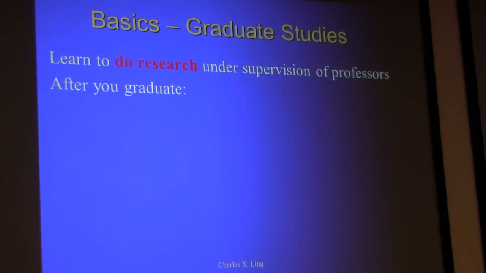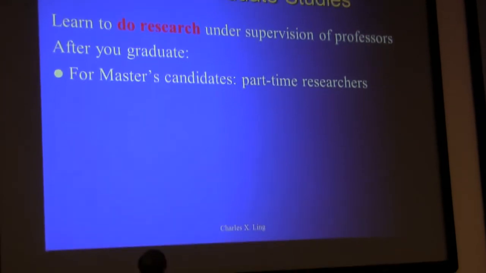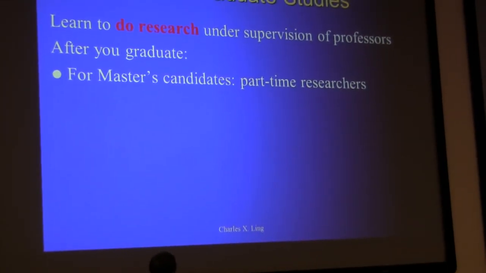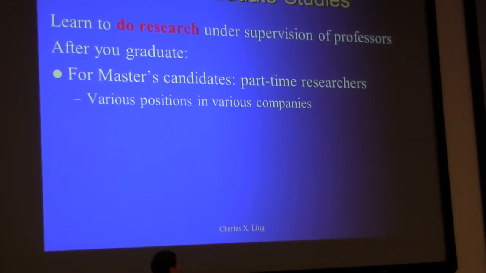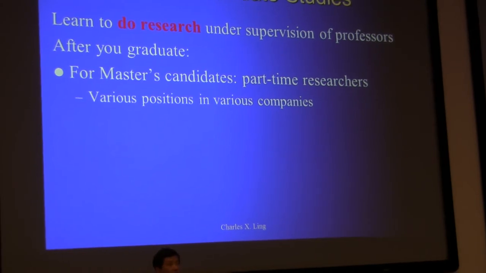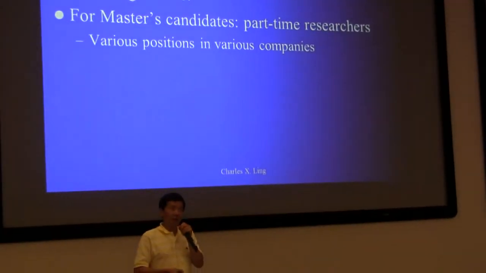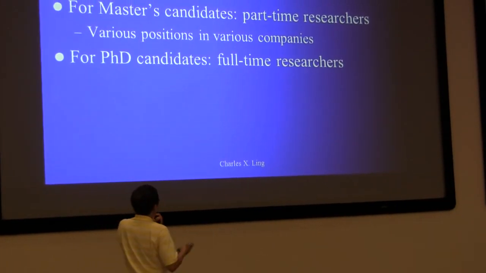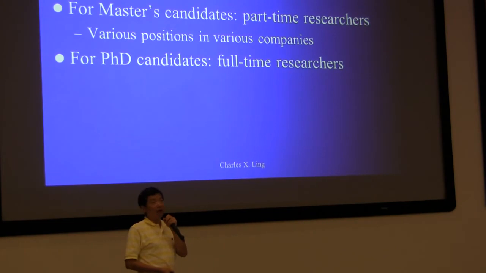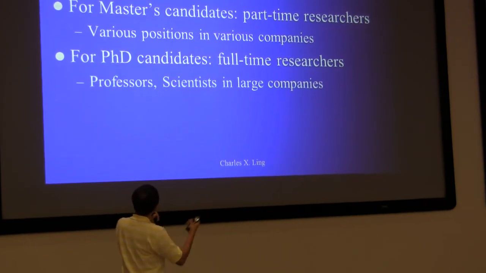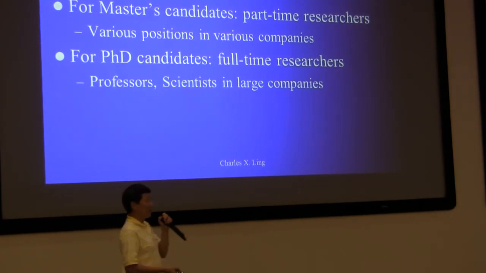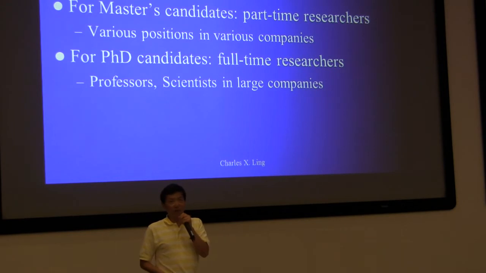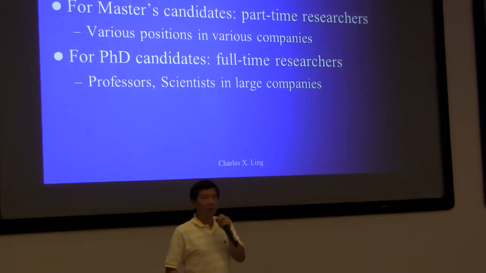After you graduate, if you are a master's student, then you will become almost like a part-time researcher. You may take various professional positions in various companies and organizations. As a PhD student, you may actually become a full-time researcher after you graduate. And you may become professors, scientists, scholars, etc. in large companies. But this still begs the question, what is research?